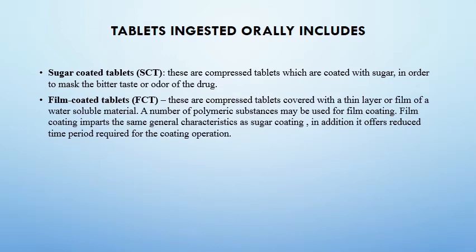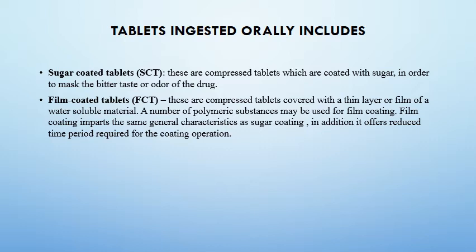Film coated tablets are compressed tablets which are covered with a thin layer or film of a water soluble material. These are the different materials which are used for coating over the tablet. These materials form a thin film over the tablet. That is why it is known as film coated tablet. Sugar coated tablet is known as sugar coated because it forms a thin film of sugar over the tablet.